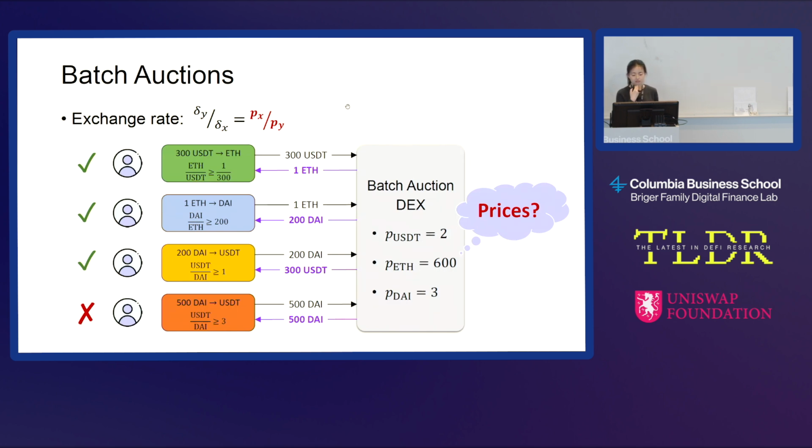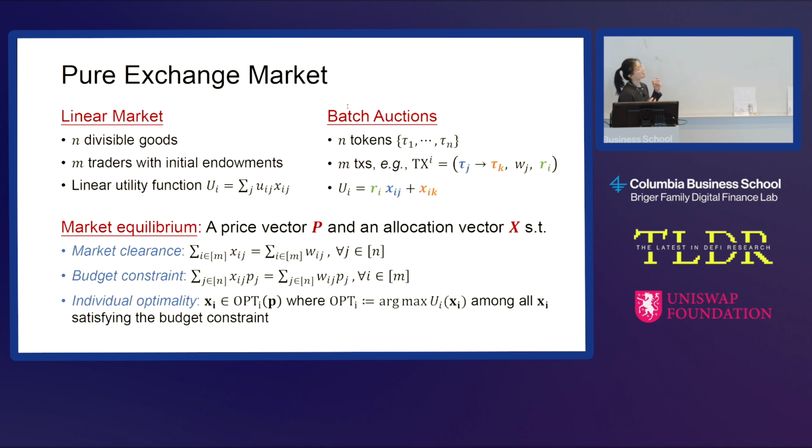Actually, I would say different DEX designs and different batch auctions have different designs at this point. Our paper follows the design of SpeedX, which connects this problem with a classic economic concept called market equilibrium. Here, the market means the pure exchange market. And in this market, we have indivisible goods, and M traders come to the market with some initial endowments.